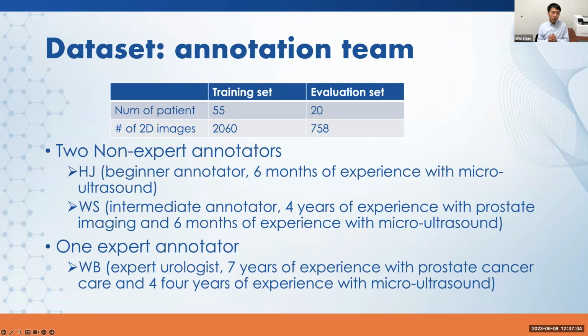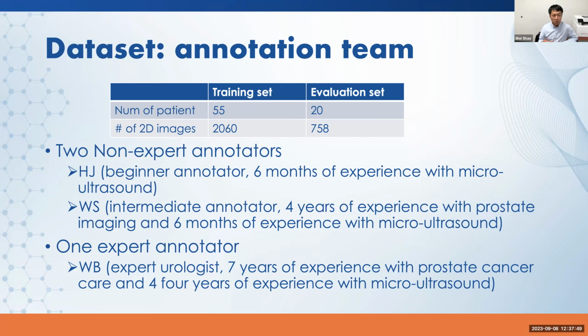What we do is we have a dataset that consists of 75 patients. We use 55 patients for training and another 20 for testing. For the annotation, we have to outline the extent of the prostate capsule on microultrasound images. We have 2 non-expert annotators and 1 expert annotator. First, our beginner annotator, a graduate student with only 6 months of experience, annotates the prostate on microultrasound, and then I review his annotations and refine the prostate segmentation.